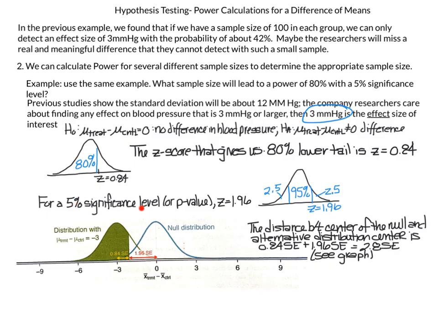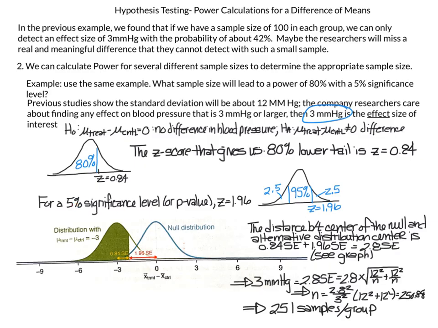So now we can use our formula for standard error, because that's the one that involves sample size. We have our 3 mmHg is equal to 2.8 standard errors, which is 2.8 times the square root of 12 squared, that's our standard deviation, divided by n plus 12 squared over n.